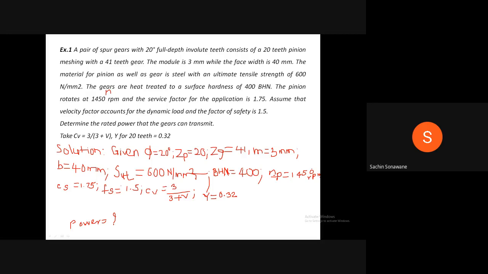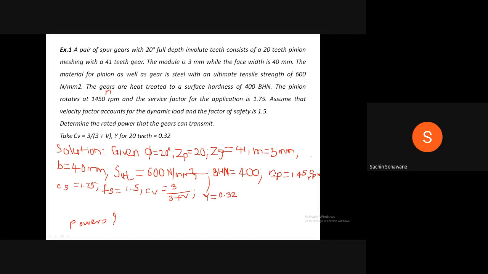Therefore, first of all, we will calculate torque transmitted, and then we will substitute the torque transmitted in that formula, P is equal to 2 pi nt divided by 60. Again, that formula will be modified depending upon the units, and we will get the power.